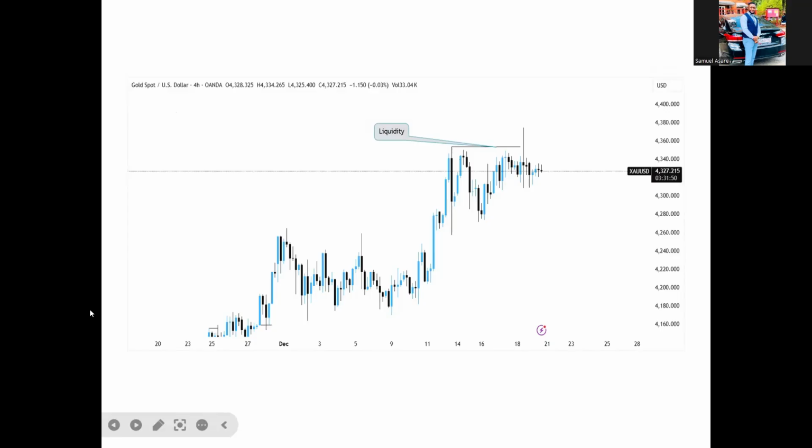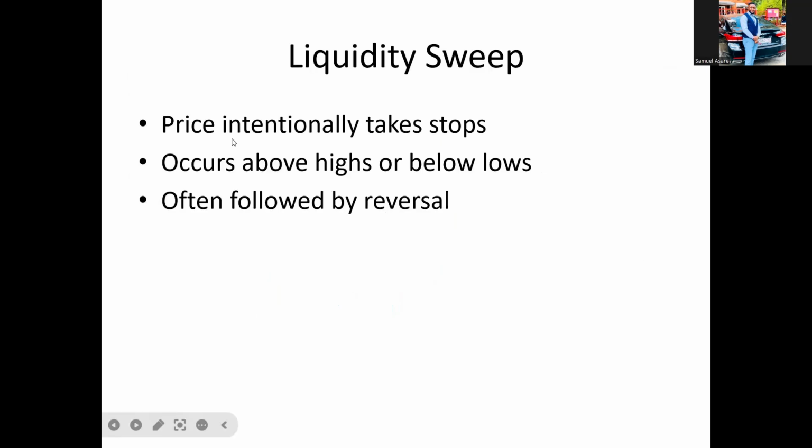And if it is so, institutions would want to sweep this liquidity. That takes us to our next point: liquidity sweep. What is a liquidity sweep? Price intentionally takes the stops at these liquidity points. So when price sweeps up, we call it a liquidity sweep. It could be a buy side liquidity or a sell side liquidity.